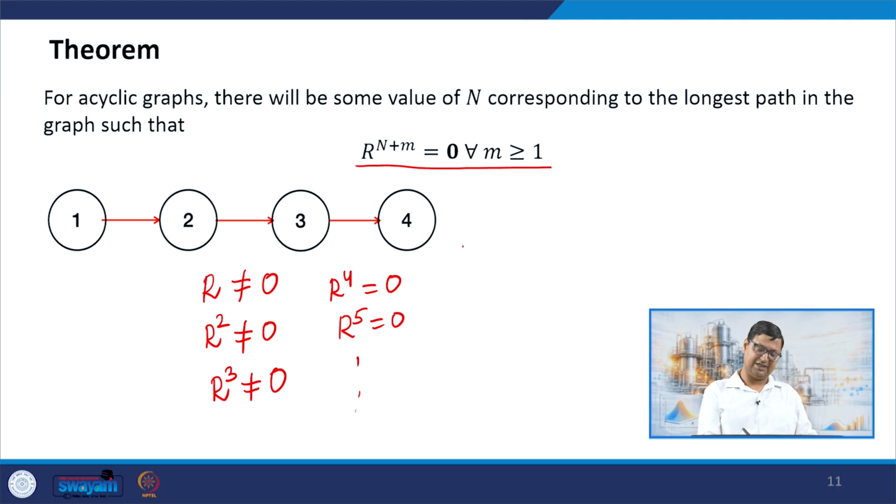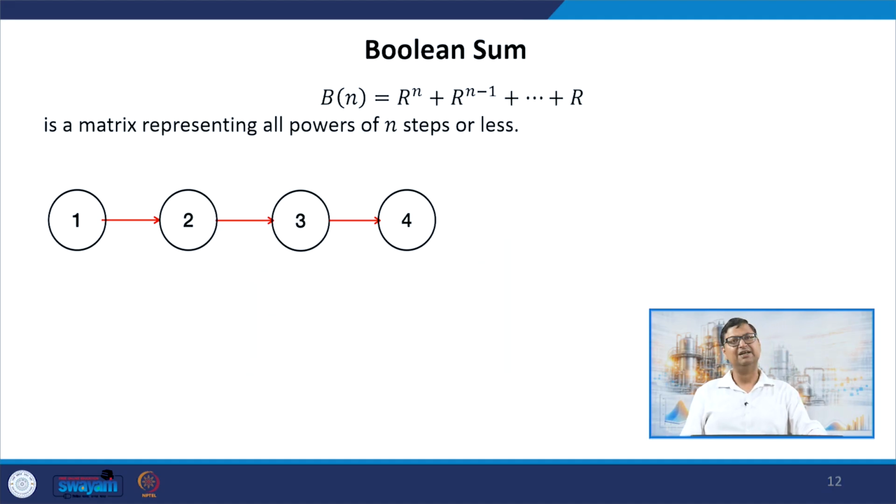So in general, in this case, if I apply this theorem, we have n equal to 4, right? So n is not 4, n is equal to 3. So 3 is the longest path that we have. Maximum path length is 3 steps. Beyond 3, all the powers of R are going to be 0. The same is not true if your graph starts to have a cyclical nature.